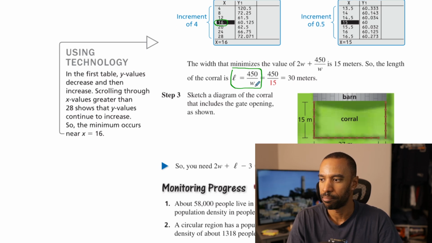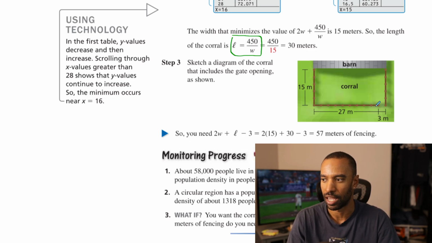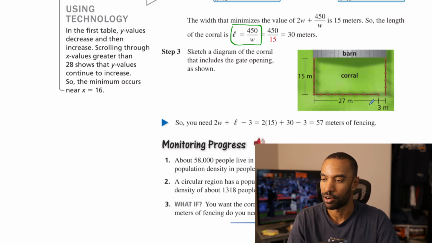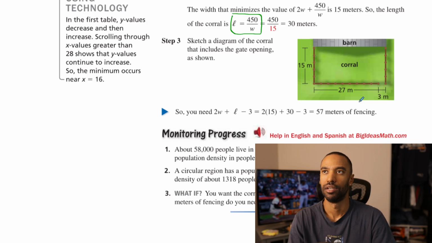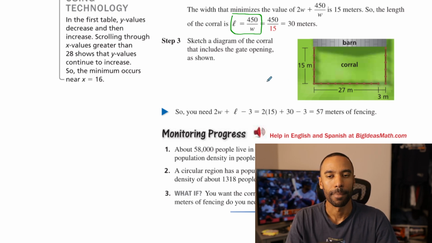They do say sketch a diagram, and this is where apparently the 3 meters of fencing comes in. Not a part of your official calculations, but just how much fencing you need eventually. If the entire length of the thing is 30 meters, but there's 3 meters cut out of it, that means there's only 27 actual meters of fencing, whereas the other 3 meters finish off that length. So it's the same idea of what we said before. This is 15 and this is 15. That whole thing is 30 in its entirety. But we cut out 3 feet for fencing.